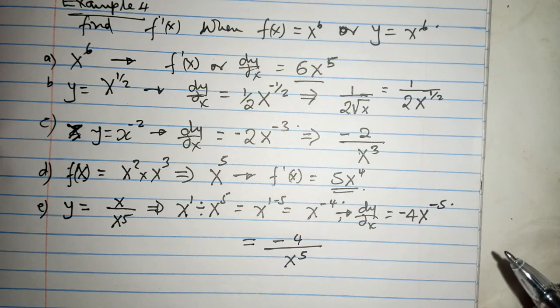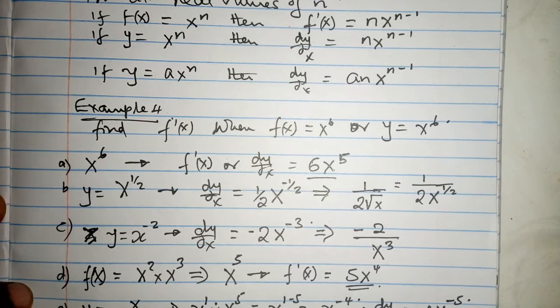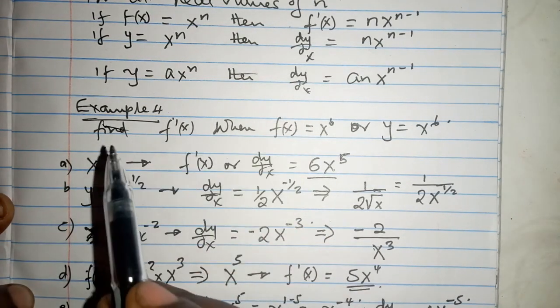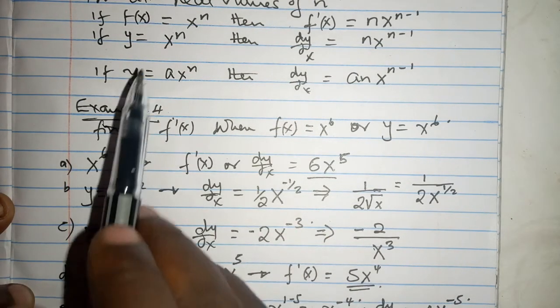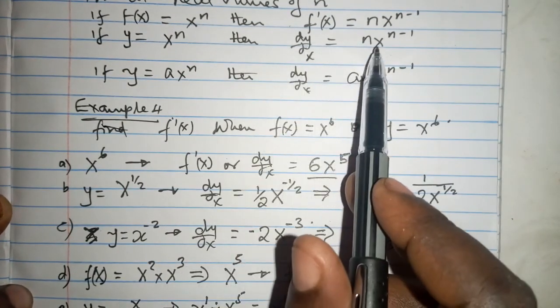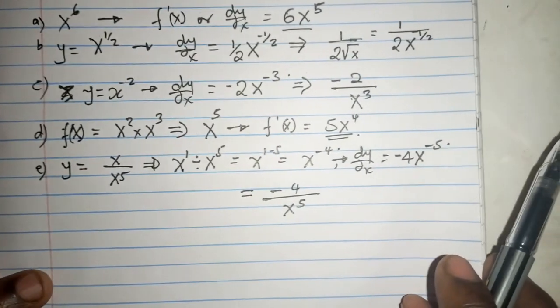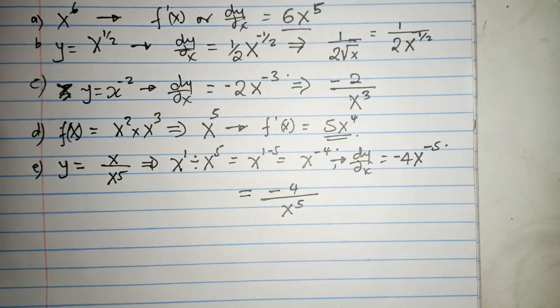So please note the natural law of differentiation. When we have y equal to x raised to power n, then dy dx is n x raised to power n minus 1. And this is not new, and that is exactly what we need to form as the basis of primary differentiation. All right.